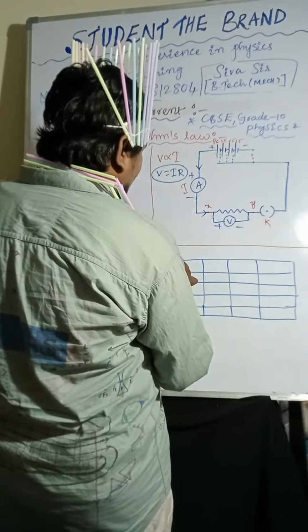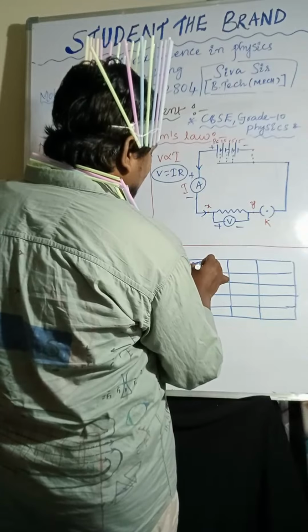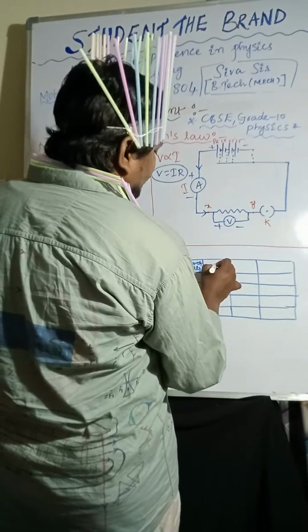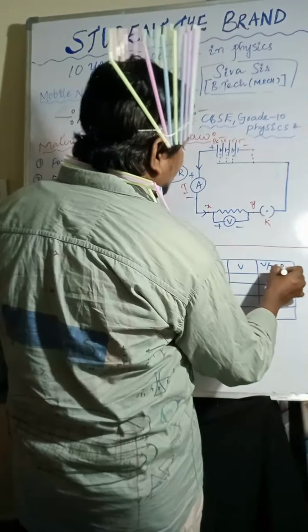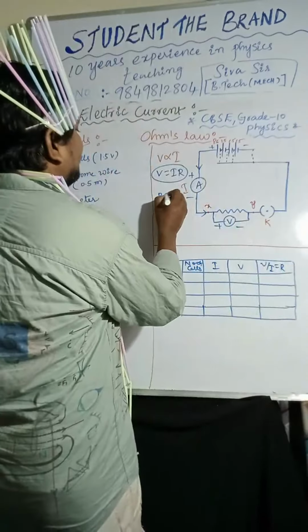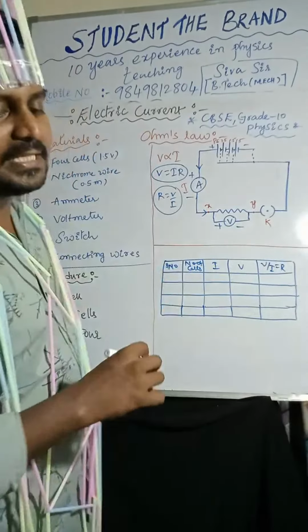Serial number, number of cells, ammeter, voltmeter, V by I form, that is R. So this is the V, R equal to V by I. So Ohm's law gives the definition of resistance.